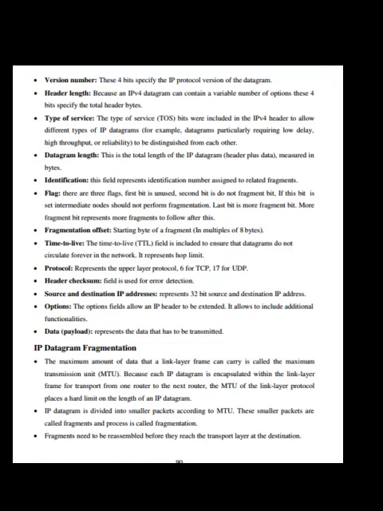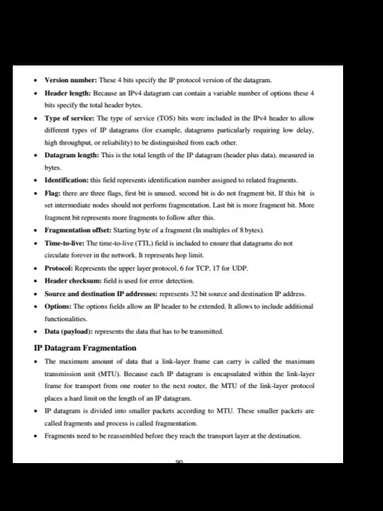Version number. These 4 bits specify the IP protocol version of the datagram. Header length, because an IPv4 datagram can contain a variable number of options. These 4 bits specify the total header bytes.